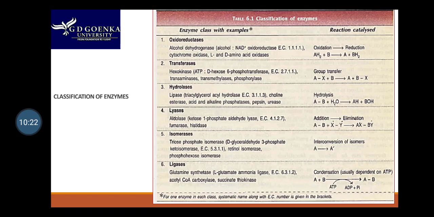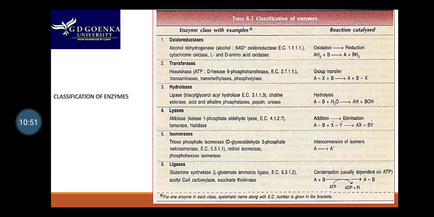Next class is transferase, where examples are hexokinase, transaminase, transmethylase, phosphorylase, and this catalyzes group transfer reactions. So X is the group on A, and this is one compound, and B is another compound. So the X group from A will be transferred to the B compound. So we get A plus BX. So B is a compound now having the X group.